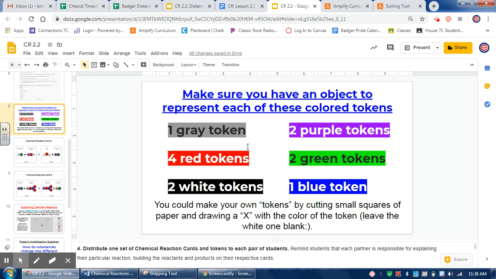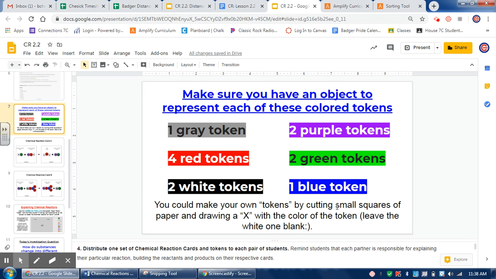So, some things that I thought about possibly using to represent a gray token, a red token, a white token, purple, green, and blue would be noodles, beans, pieces of cereal like Cheerios, possibly. You could use buttons, you could use game pieces, Legos, popcorn kernels, paper clips, really anything that you have around the house you could use.